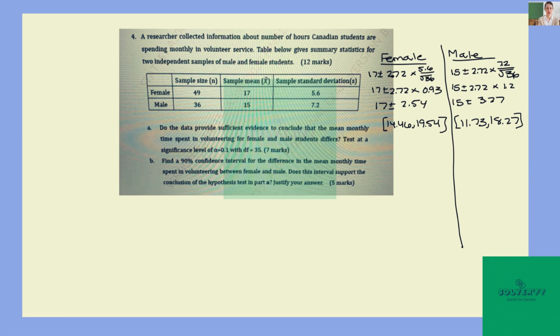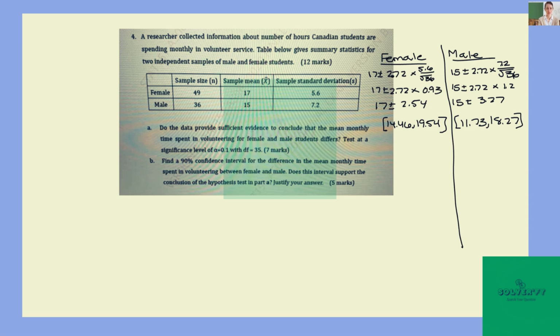Find the 90% confidence interval for the difference in the mean monthly time spent in volunteering between the male and female. So the mean difference for 90%, if the average of the female is 17, the sample standard deviation for the female is 5.6, and the sample size is 49. And then for the male, it's 15 is the average. The sample standard deviation is 7.2, and the sample size is 36. And again, I'm going to round to 2 decimal places.